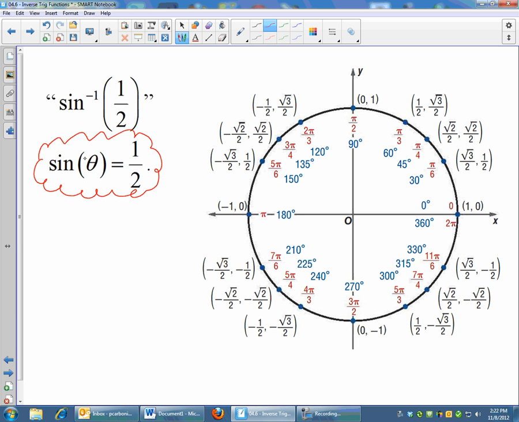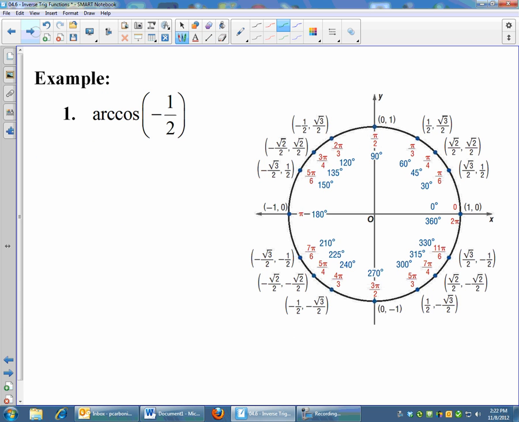It's asking, where is your sine 1/2? Well, 1/2 is our y-coordinate, so I see y-coordinates of 1/2 in two different places. I see the 1/2, and that happens at 30 degrees and 150 degrees. So those are the two angles where sine is equal to 1/2. We're going to come back in just a second and modify our answer a little bit, but that's the idea behind inverse sine.